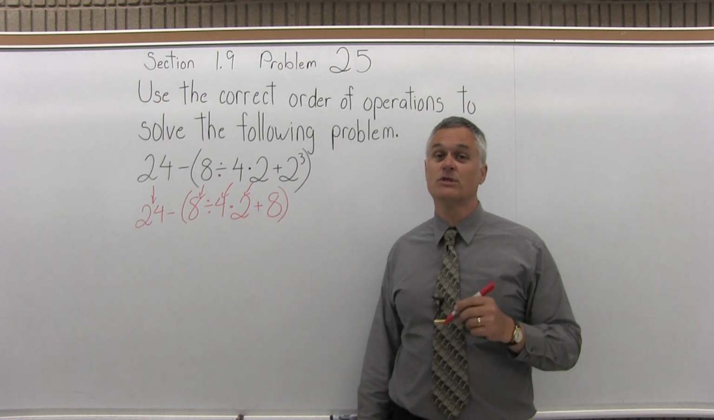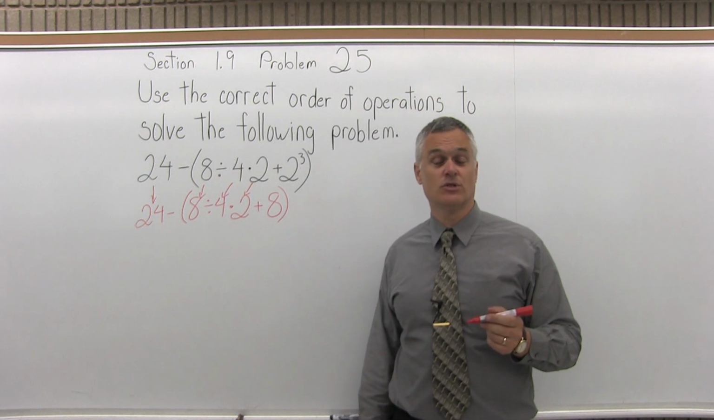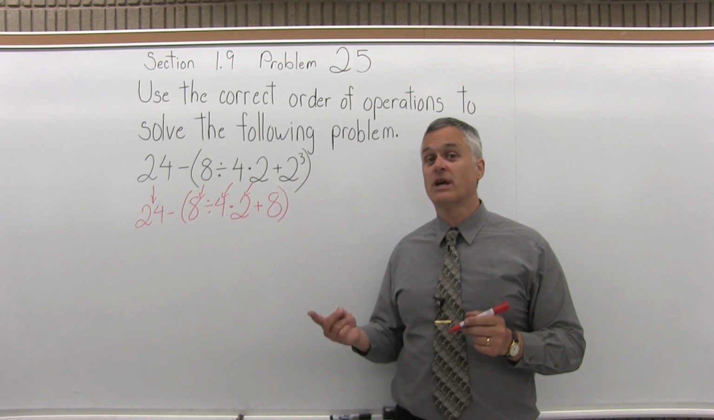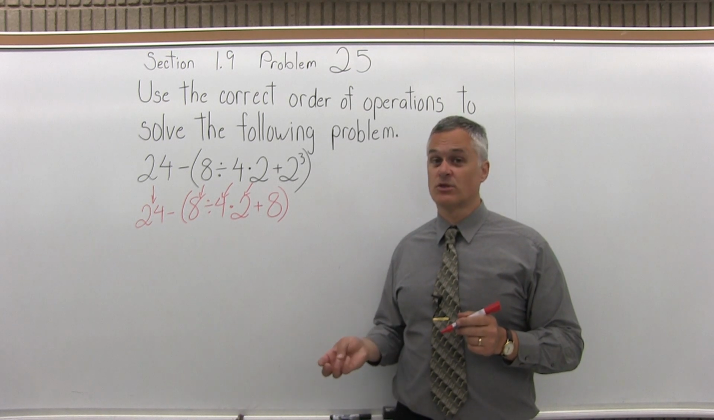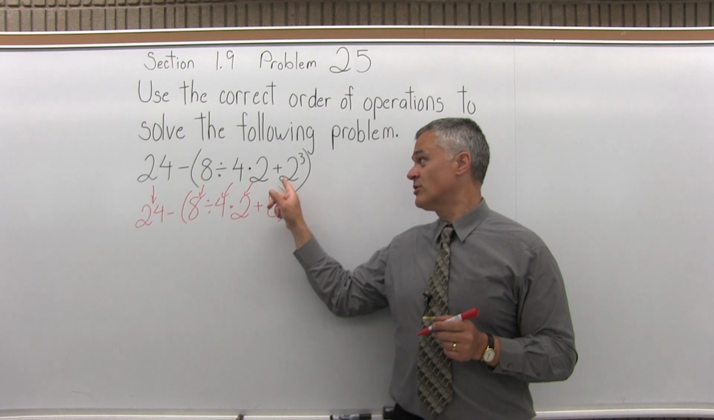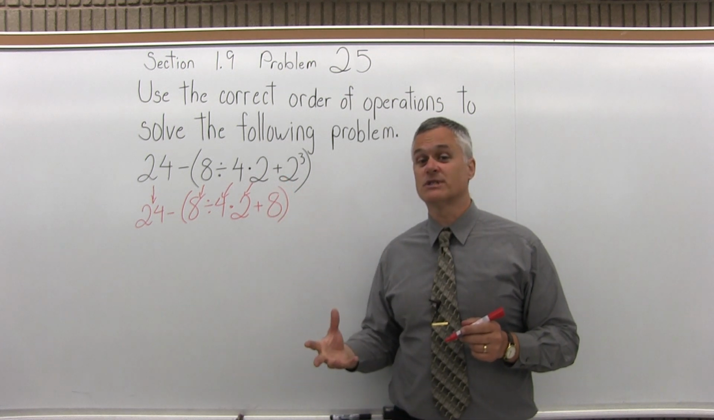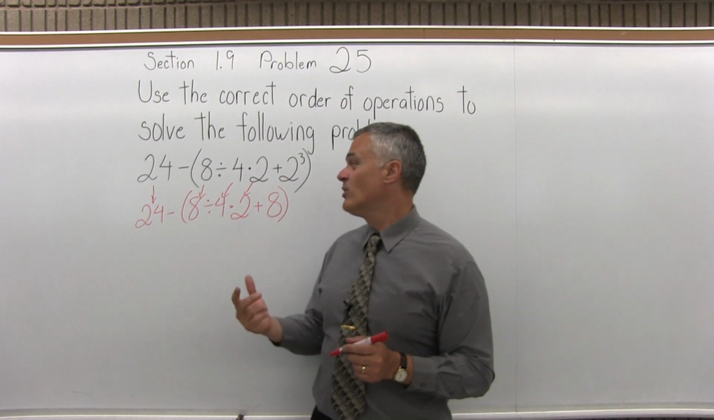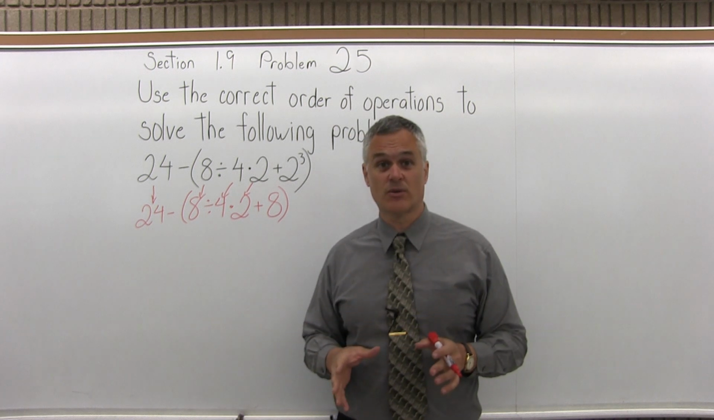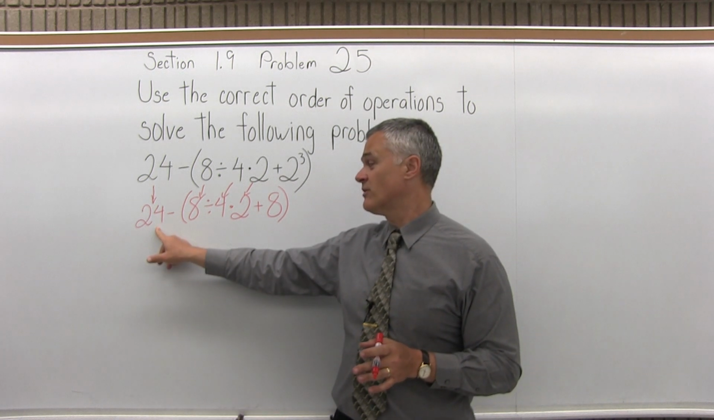2 to the third is 2 times 2 times 2. 3 2's multiplied together. So 2 times 2 is 4, times the third 2 is 8. So that 2 to the third gets changed into an 8. That's the first thing we do. So now there's still work in parentheses. We have to finish the work in parentheses before we can deal with the 24 out front.